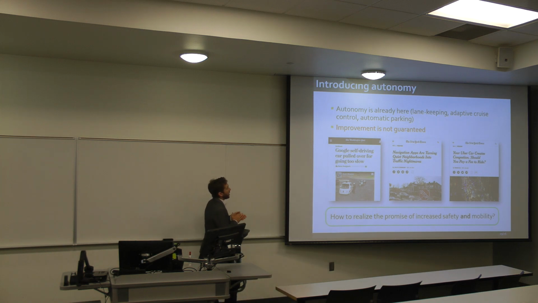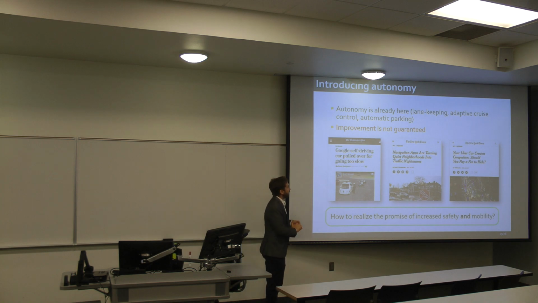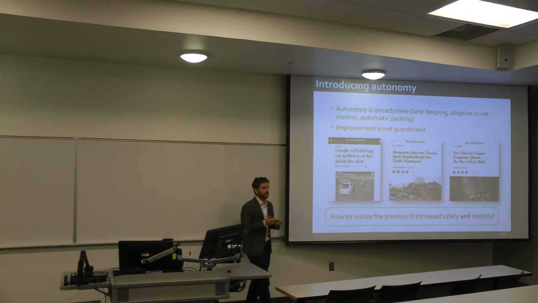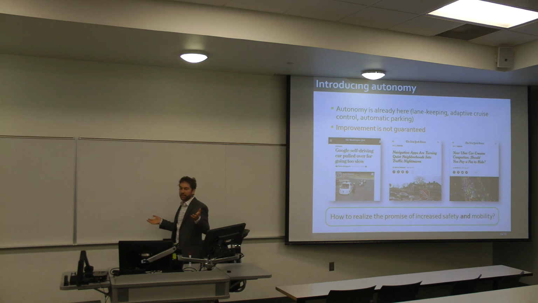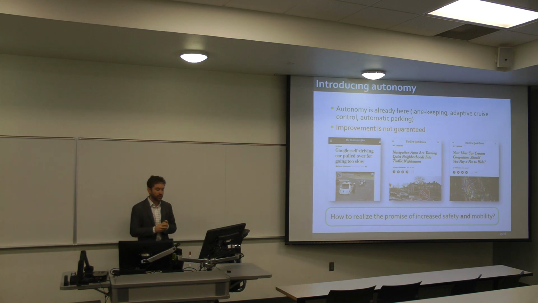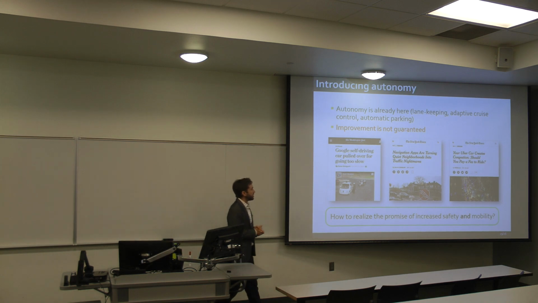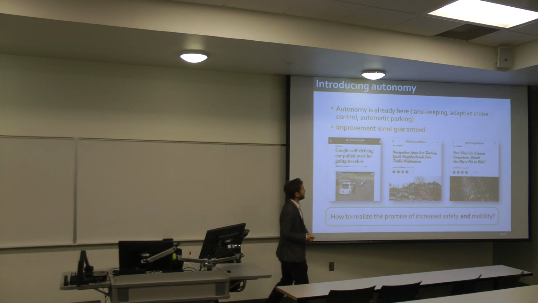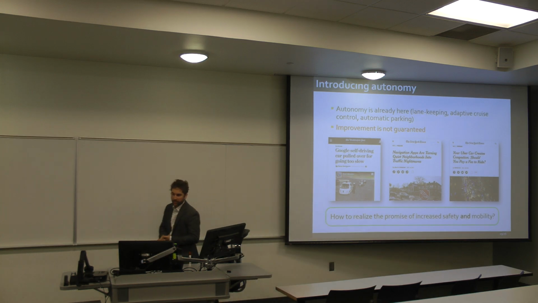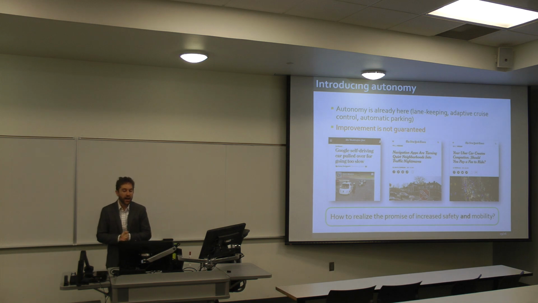So again, this is not news to this crowd, but autonomy is already here, right? We see lane keeping. You can buy cars now with lane keeping, adaptive cruise control, automatic parking. Tesla markets something they call autopilot, which has been killing people, but they claim it can do remarkable things.